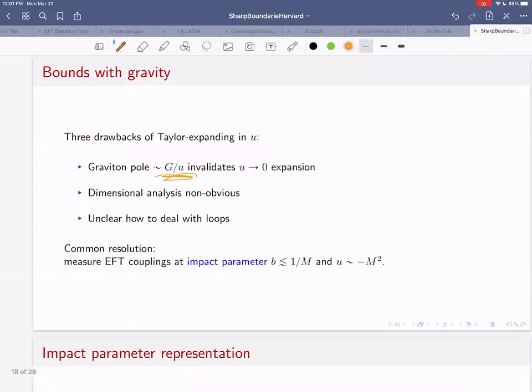So it turns out there's a common physical resolution to these issues, which is to measure effective field theory couplings rather than in an expansion for small u, by doing a Fourier transform to impact parameter space and measuring them at small impact parameters. So I'm going to explain this in a minute, but that's essentially the punchline of the talk.